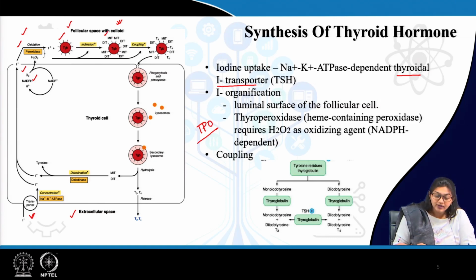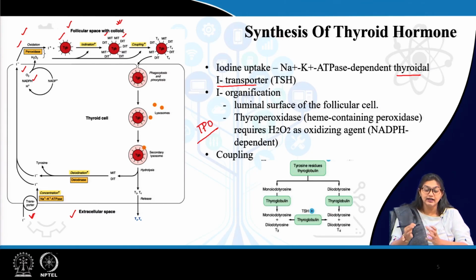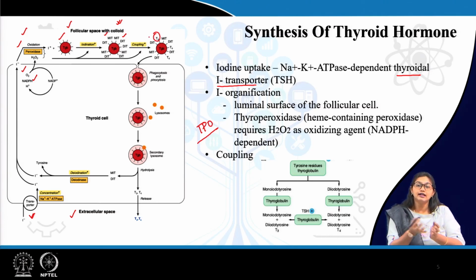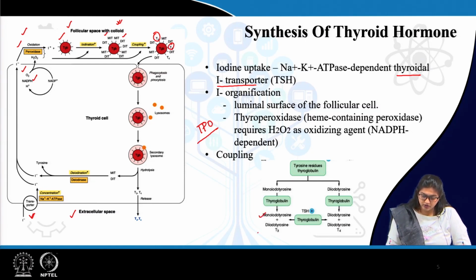is forming MIT, monoiodotyrosine, and DIT, diiodotyrosine, and then these MIT and DIT undergo coupling to form T3, as well as DIT and DIT undergo coupling to form T4. So, here you can see the coupling reaction: monoiodotyrosine and diiodotyrosine form T3, and two diiodotyrosines form T4. So, these are our coupling reactions.